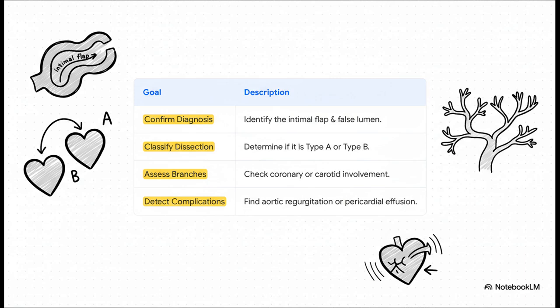what exactly are we trying to find out? Well, we have four main goals. First, obviously, confirm the diagnosis. We need to see that intimal flap. Second, we have to classify it. Is it a type A or a type B? Third, we need to map it out. Which major arteries are involved? The carotids, the renals, and finally, we're hunting for any immediate, life-threatening complications, like a leaky aortic valve or blood in the sac around the heart, which could lead to tamponade.